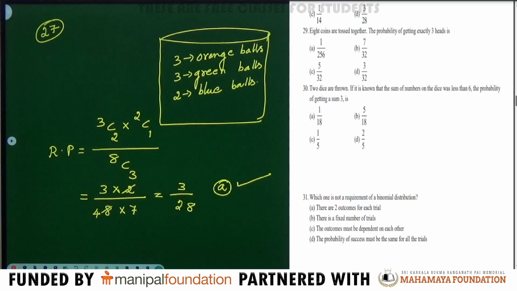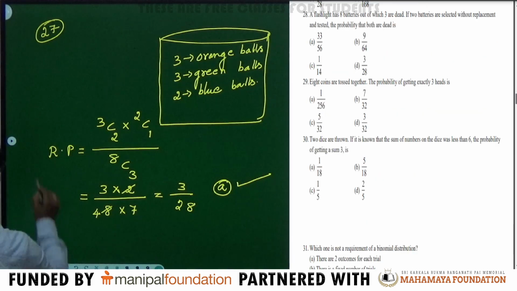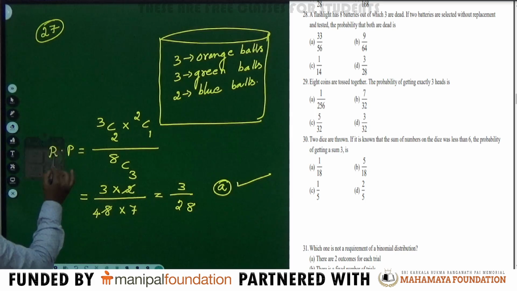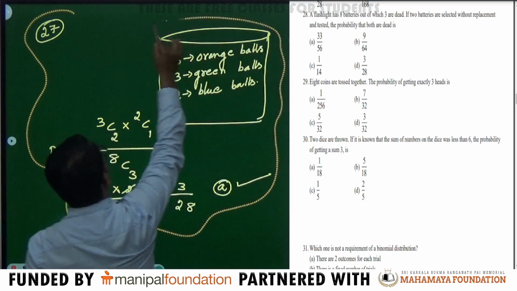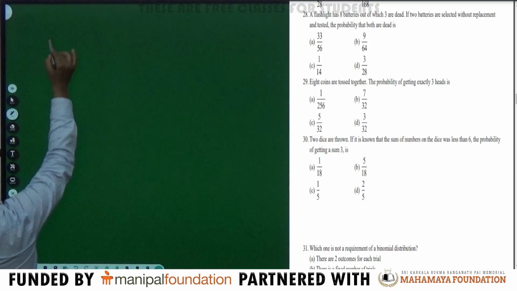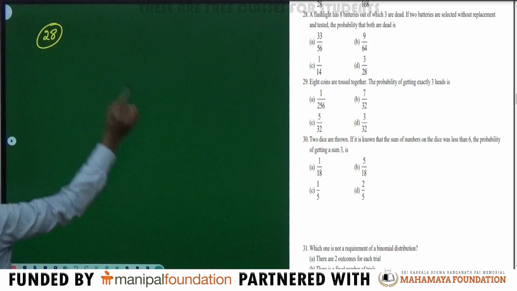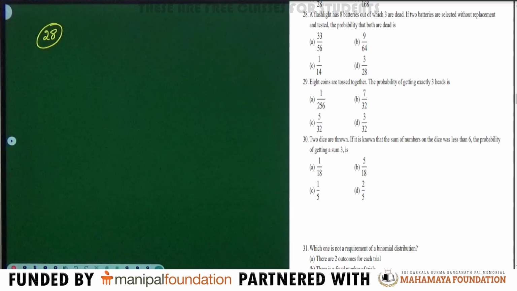Question number 28. A flashlight has 8 batteries, out of which 3 are dead. If 2 batteries are selected without replacement and tested, what is the probability that both are dead?